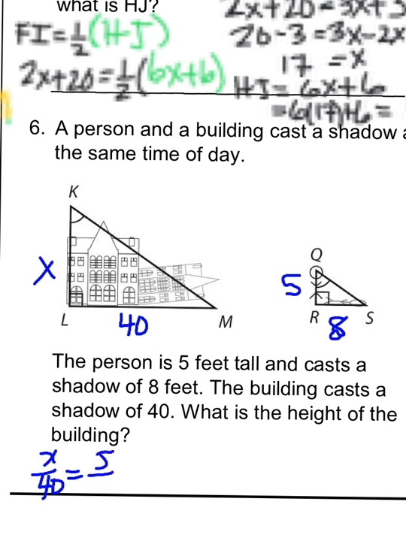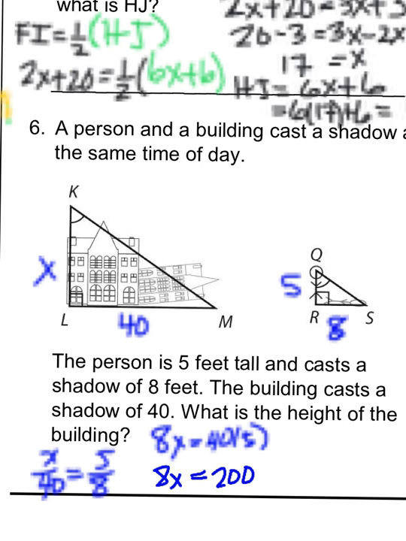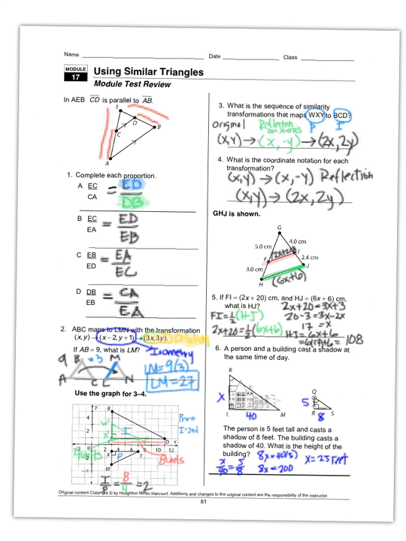Now you can cross multiply and solve. 8 times x equals 40 times 5. After multiplying, then you will divide by 8, and that means x is equal to 25. So that means the height of the building is 25 feet. That concludes page 1 of your review.